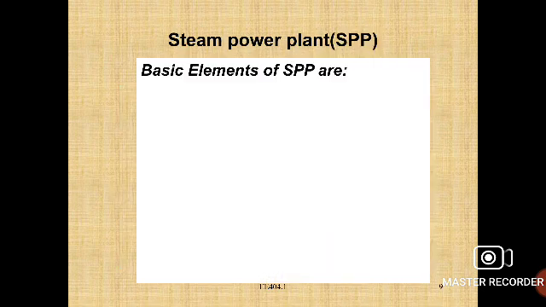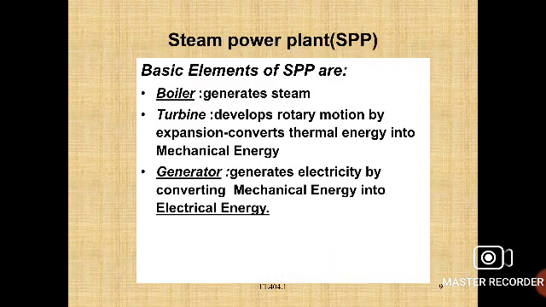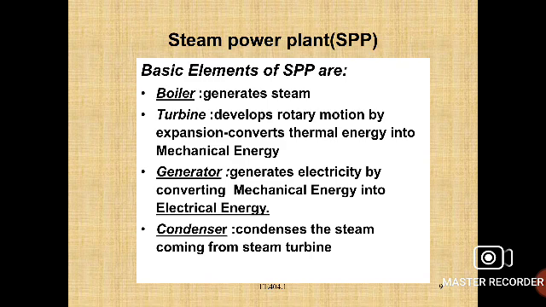Now, what are the basic elements? I already explained once, I am just reminding again. Boiler is a steam generator. Turbine develops the rotary motion only. By the expansion, it converts thermal energy into mechanical energy.